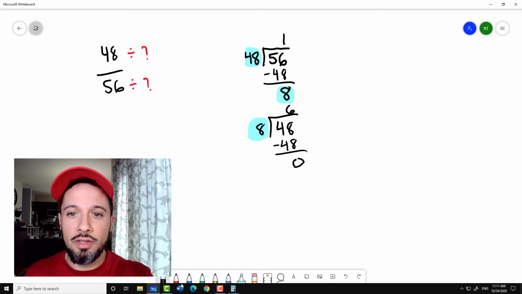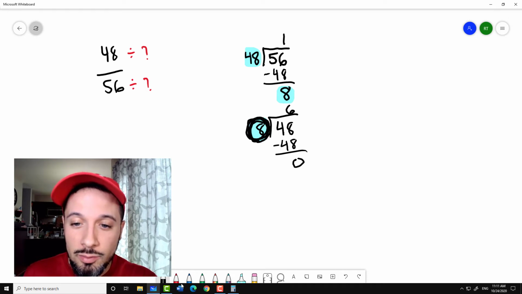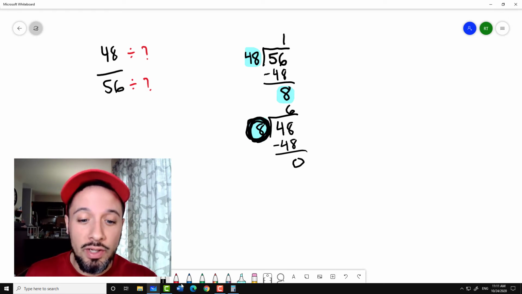So all you do is use this method until the remainder is 0. Once the remainder is 0, then this number right here that I'm circling, highlighting, is 8. That is your greatest common factor.